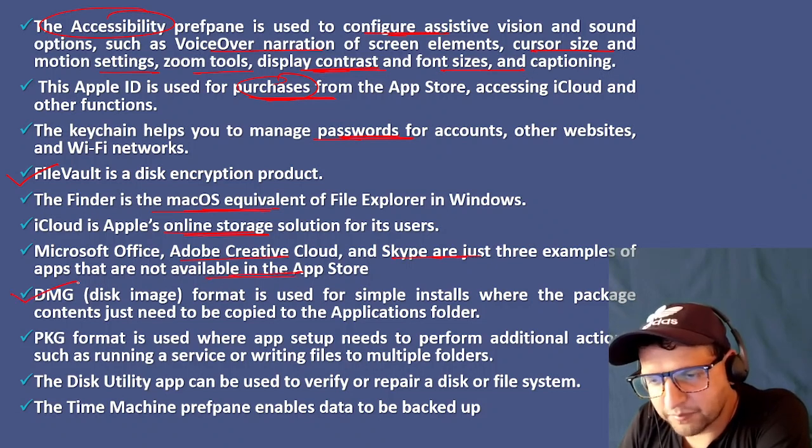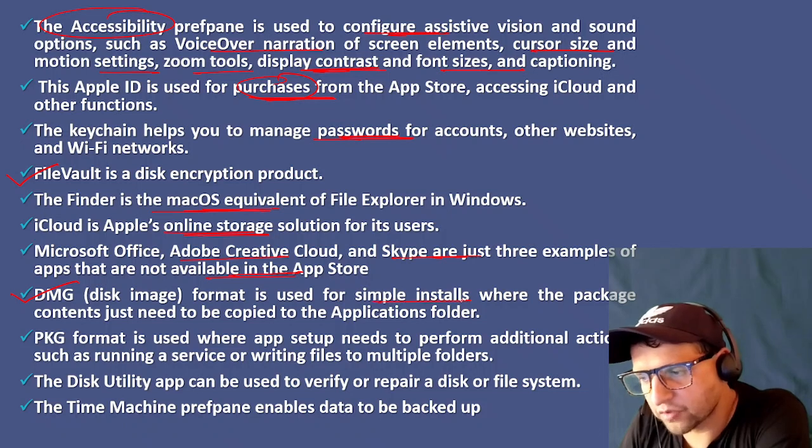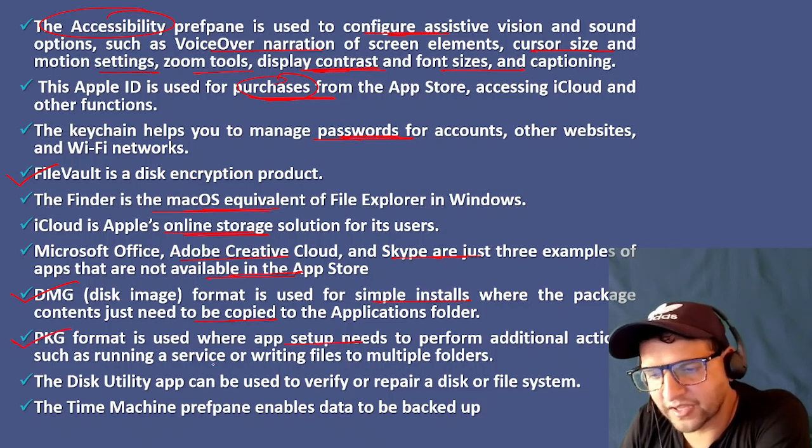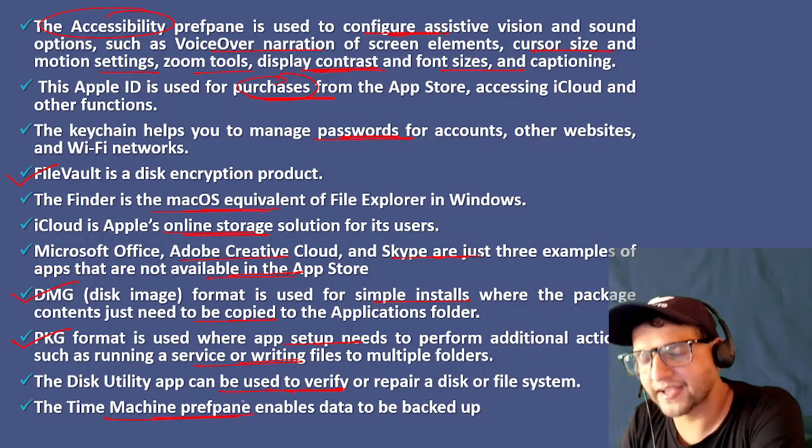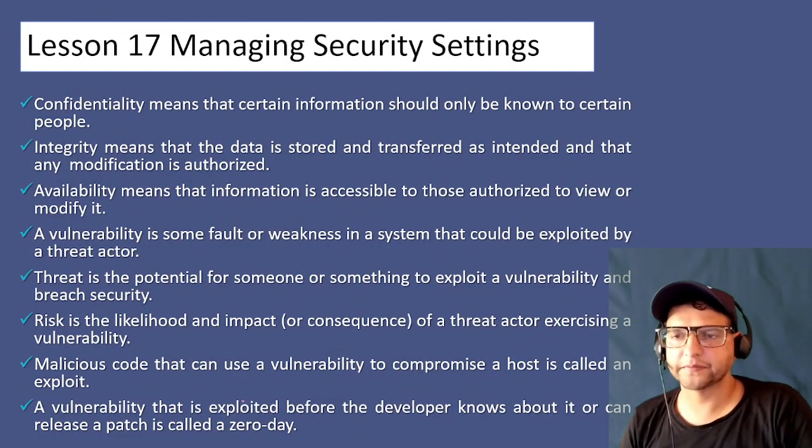A disk image is used for a simple install, where the package content just needs to be copied to the Applications folder. And PKG is used where the app setup needs to perform additional actions, like running a service or writing files to multiple folders. So please remember those two formats. You're going to see a question. The Disk Utility app can be used to verify or repair a disk or file system. Time Machine is a kind of backup in your Mac.